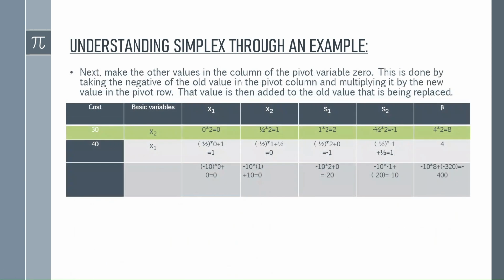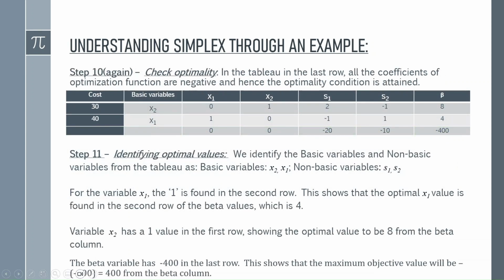So the new table is constructed. Check for optimality. In the last row of the table, all coefficients of the optimization function are negative, and hence the optimality condition is satisfied. That is, here in the new table that we constructed, all the coefficients are zeros and negative values. So we can see that we reach optimality.